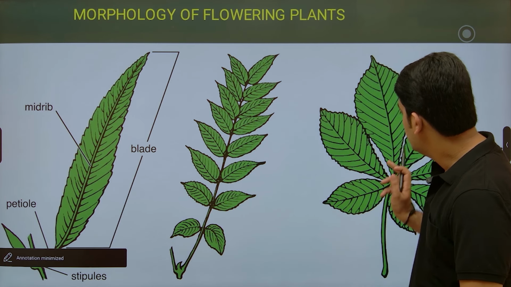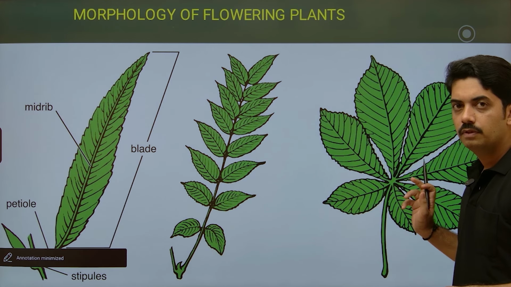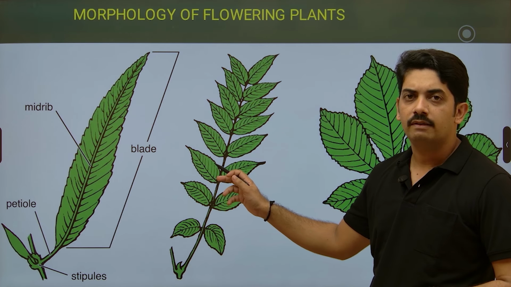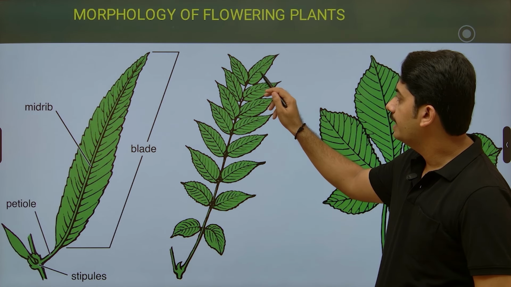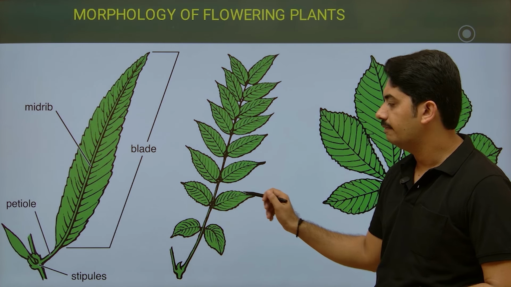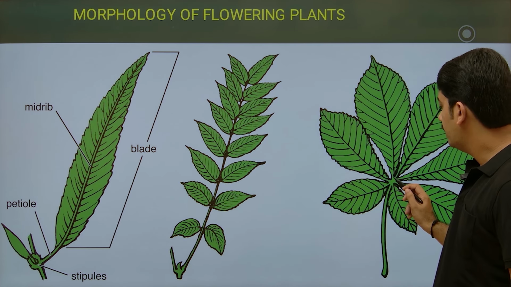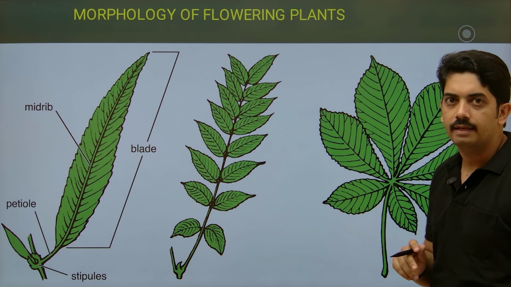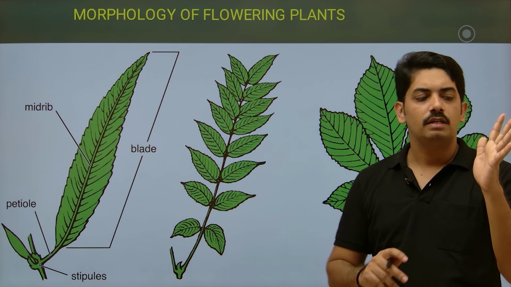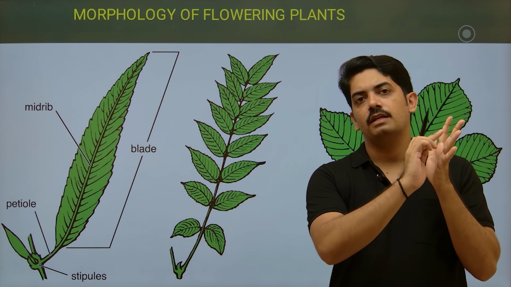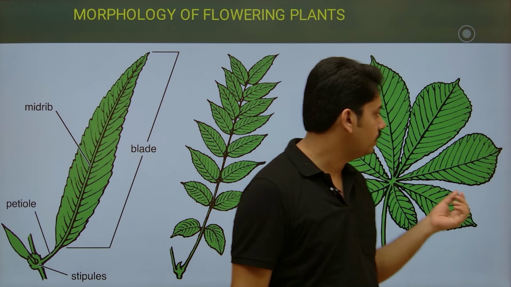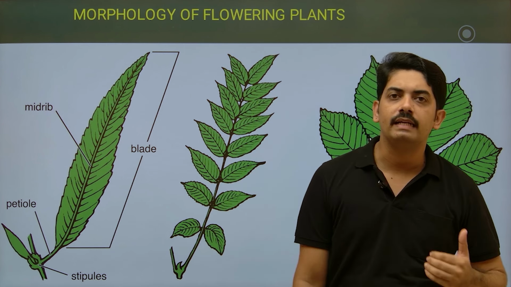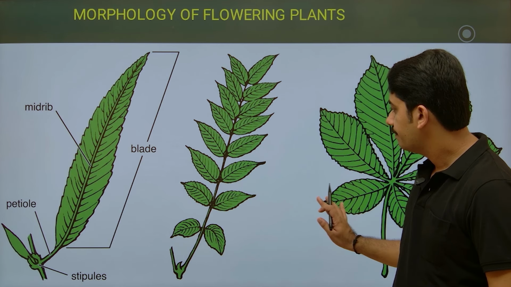Then here you can see one more type of compound leaf. This we call pinnately compound leaf because on either side of the rachis you observe the leaflets. Here, from one common point there are so many leaflets originating, just like our palm, from which so many fingers originate. Here from one point so many leaflets are originating. So the name is palmately compound leaf.